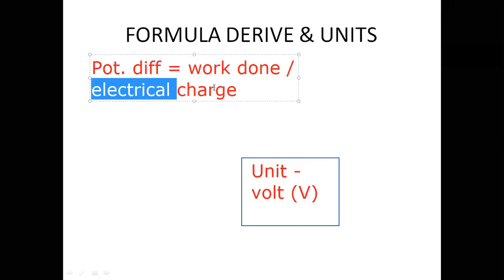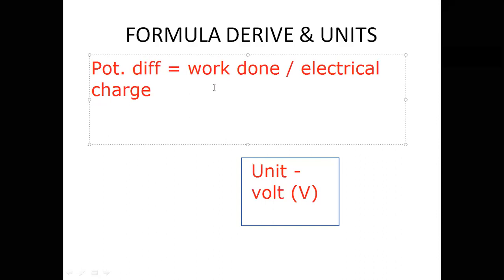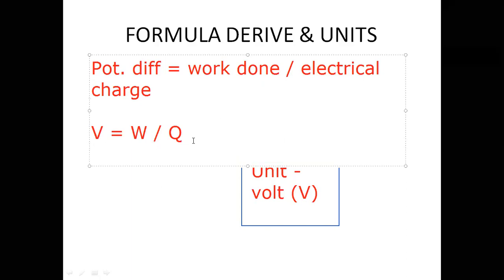Now we will represent this with the help of letters. Potential difference is represented by capital V. Work done, which you learned last time in class 9th, has the unit joule, and it is represented by the letter W. And electrical charge, which we learned in the last subtopic, has the unit coulomb, and is represented by capital Q. So overall the formula becomes V is equal to W by Q. And if we rearrange, W becomes V into Q. Okay, so this is the derivation.